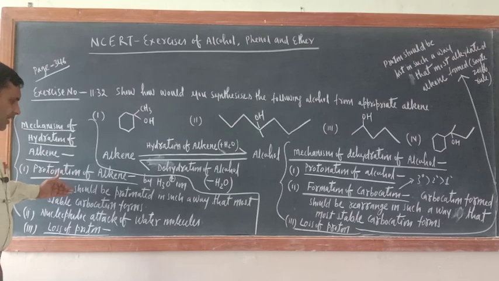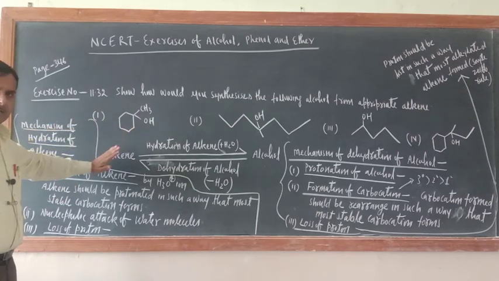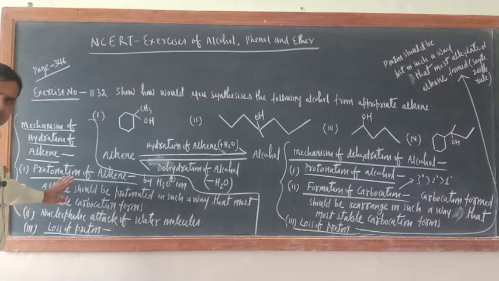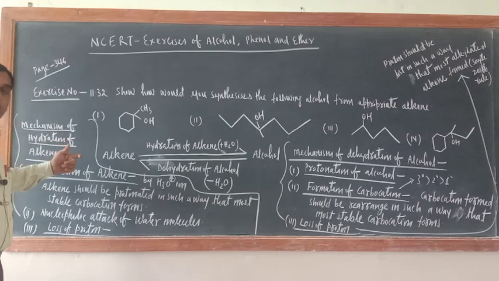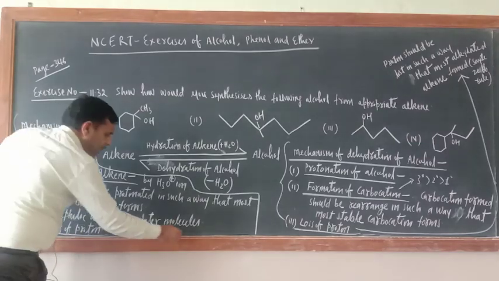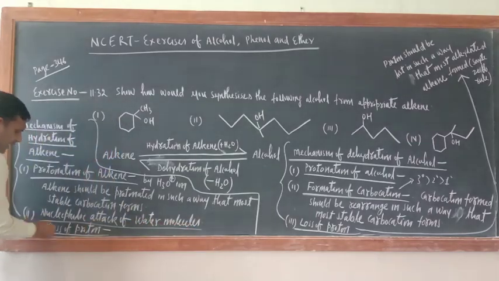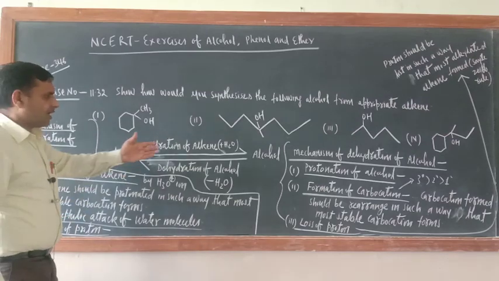Suppose now I will teach this one, then you will come to know, don't worry. Here addition of proton is the most important step. You should add the proton to that double bonded carbon atom so that you can get the most stable carbocation. Next one is nucleophilic attack of water molecules, and third one is loss of proton. Then you will get the alcohol.